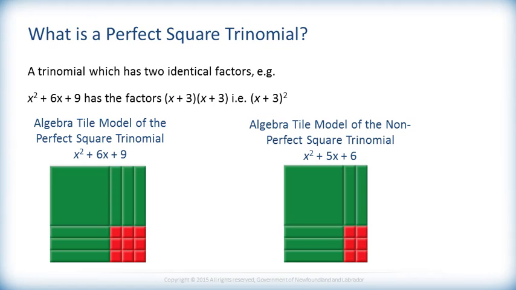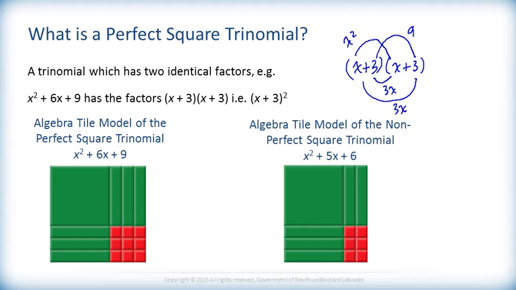What exactly are they? Well, a perfect square trinomial has two identical factors. For example, x squared plus 6x plus 9 has the factors x plus 3 by x plus 3, which can be rewritten in the form x plus 3 squared because they are the same factor twice. By expanding using FOIL, or as I call it, Benny binomial to make a face, you can prove that these factors give you indeed x squared plus 6x plus 9.